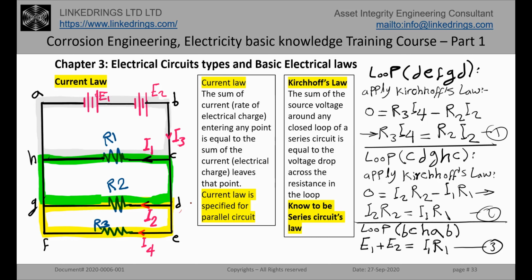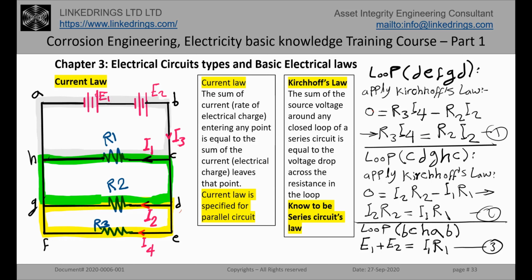So apply Kirchhoff's law. What is the input voltage here? The voltage source here is 0. So 0 equals the voltage drop. What are the voltage drops? So 0 equals R3 I4 minus R2 I2. So it means R3 times I4 equals R2 times I2. This is equation number 1.